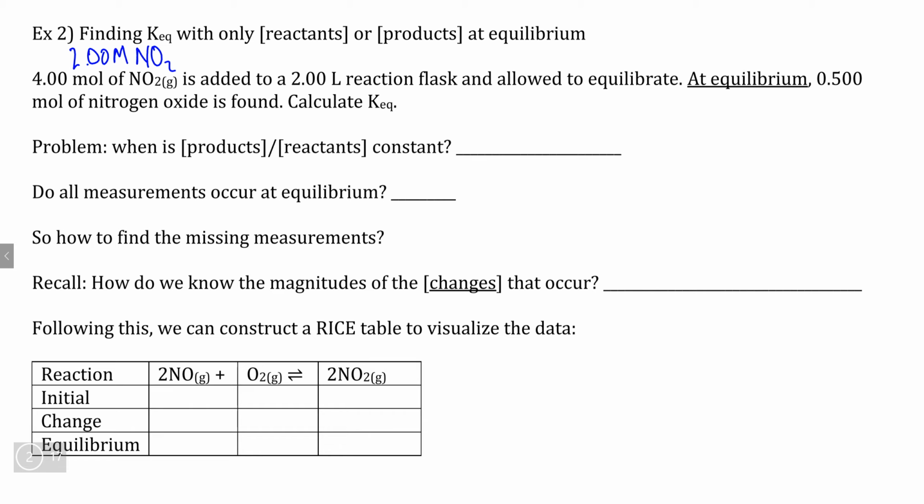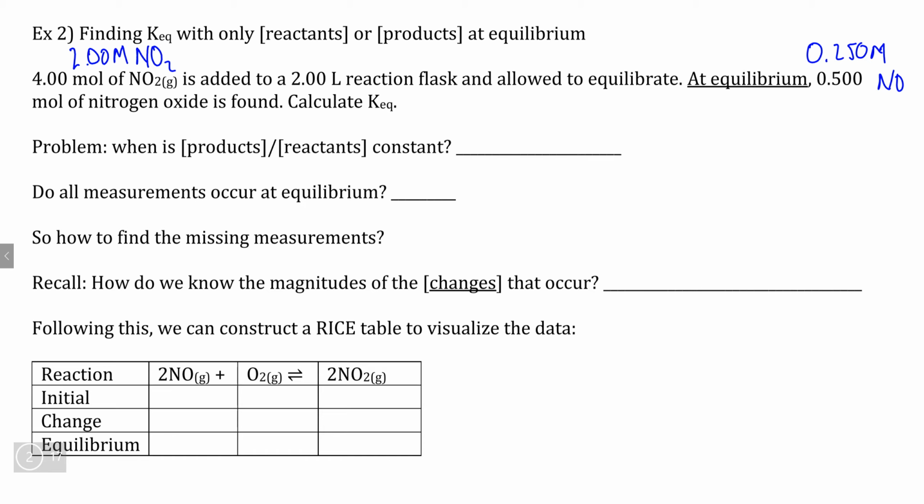And at equilibrium, 0.500 moles of nitrogen monoxide is found. Again, we can convert this into moles per liter. 0.5 divided by 2 is 0.250 moles per liter of NO.